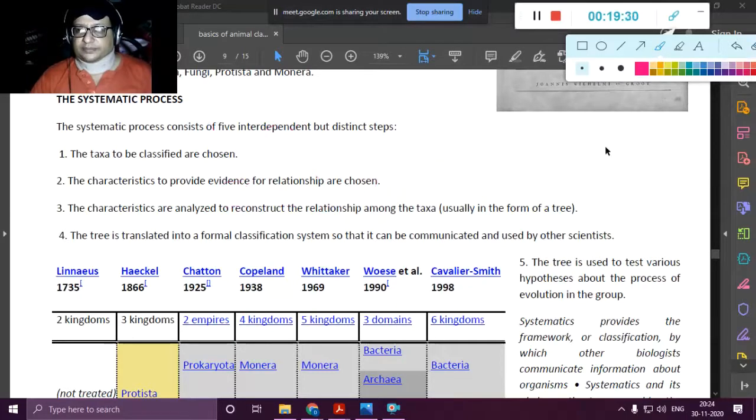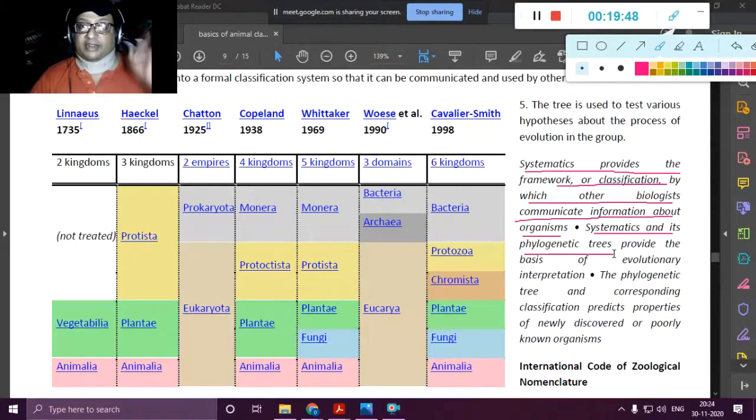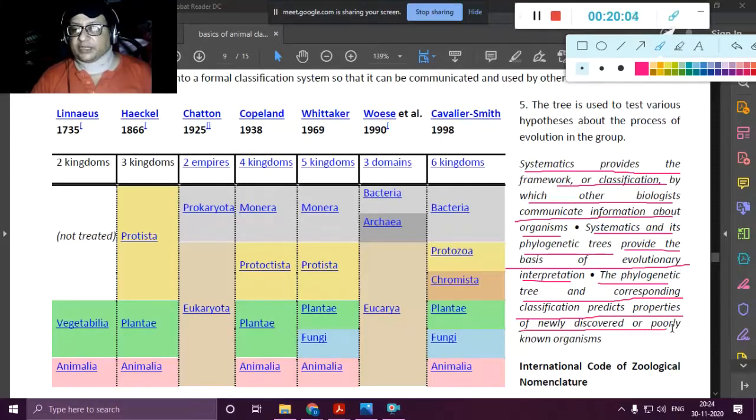So systematics provides the framework or classification by which other biologists communicate information about organisms. Systematics and its phylogenetic tree, the cladogram which in the first class I had explained, provide the basis of evolutionary interpretation. The phylogenetic tree and the corresponding classification predict properties of newly discovered or poorly known organisms.